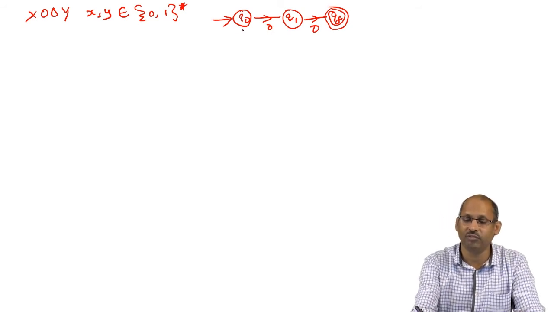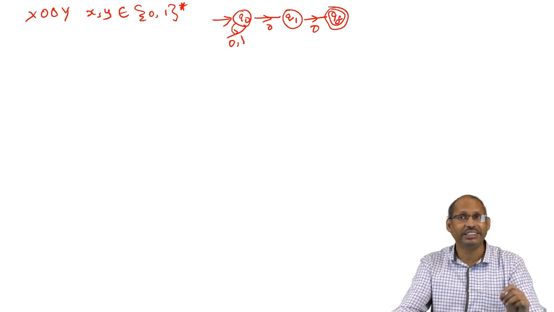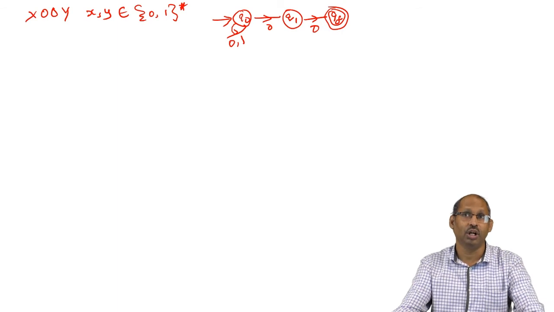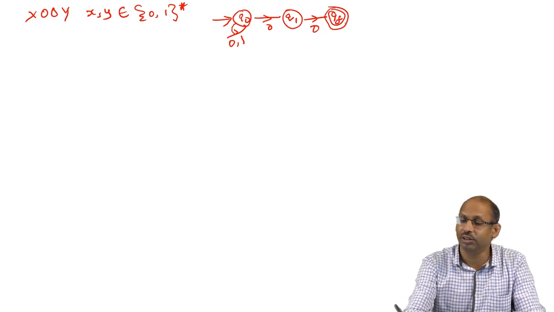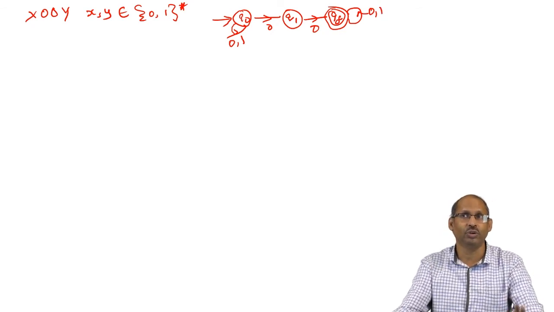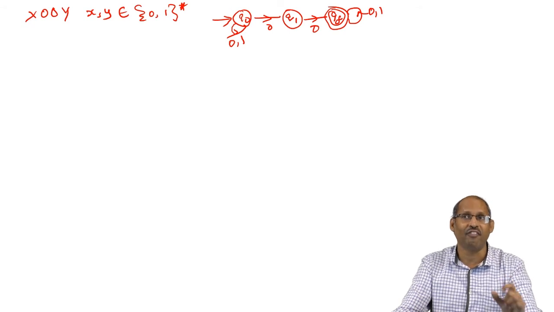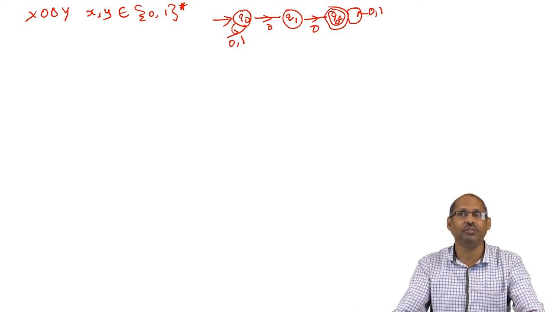Now Q0 on 0, 1 goes to Q0, which represents X. What is X? A sequence of 0s and 1s, which we represent as Q0 on 0, 1 going to Q0. Now what is Y? Y is also a sequence of 0s and 1s, so QF on 0, 1 goes to QF, which represents Y. Is it clear? This completes the NFA transition diagram.